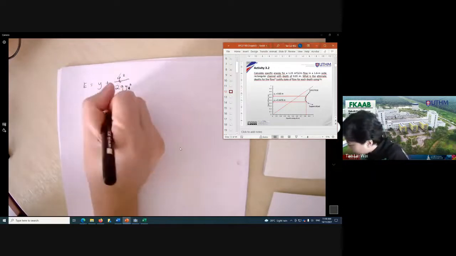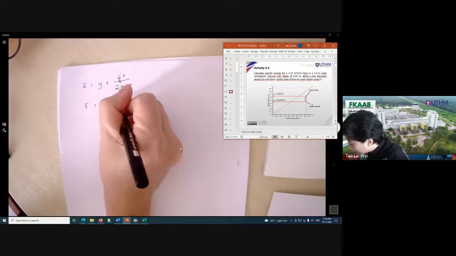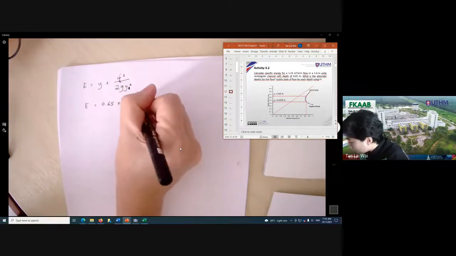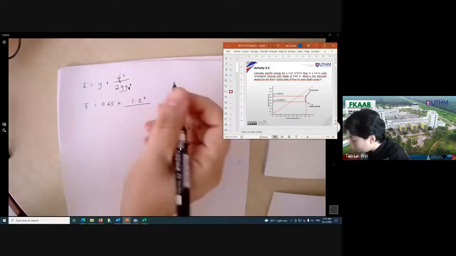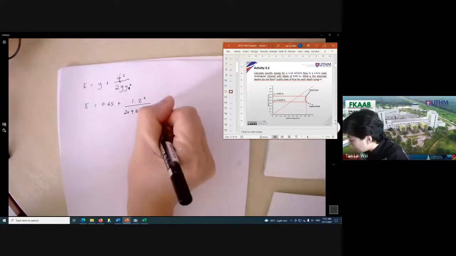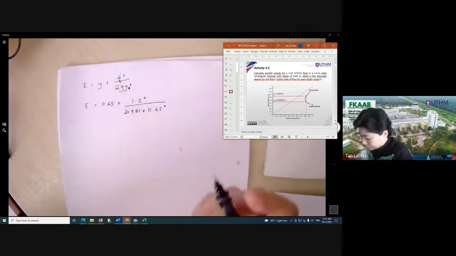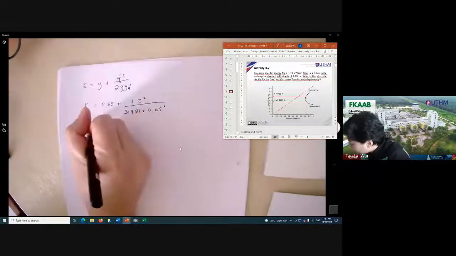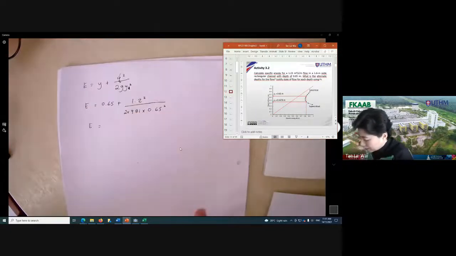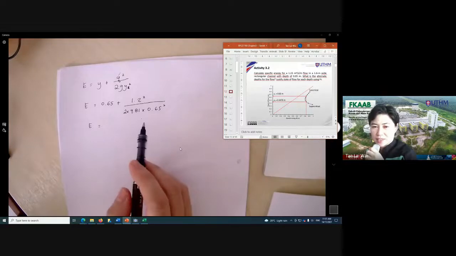I'm going to substitute the values provided. The depth of flow is 0.65 meter. My discharge will be 1.2, discharge over unit width. So this would be 0.65 squared. Now, this will give me specific energy of, could someone help me calculate this, please?